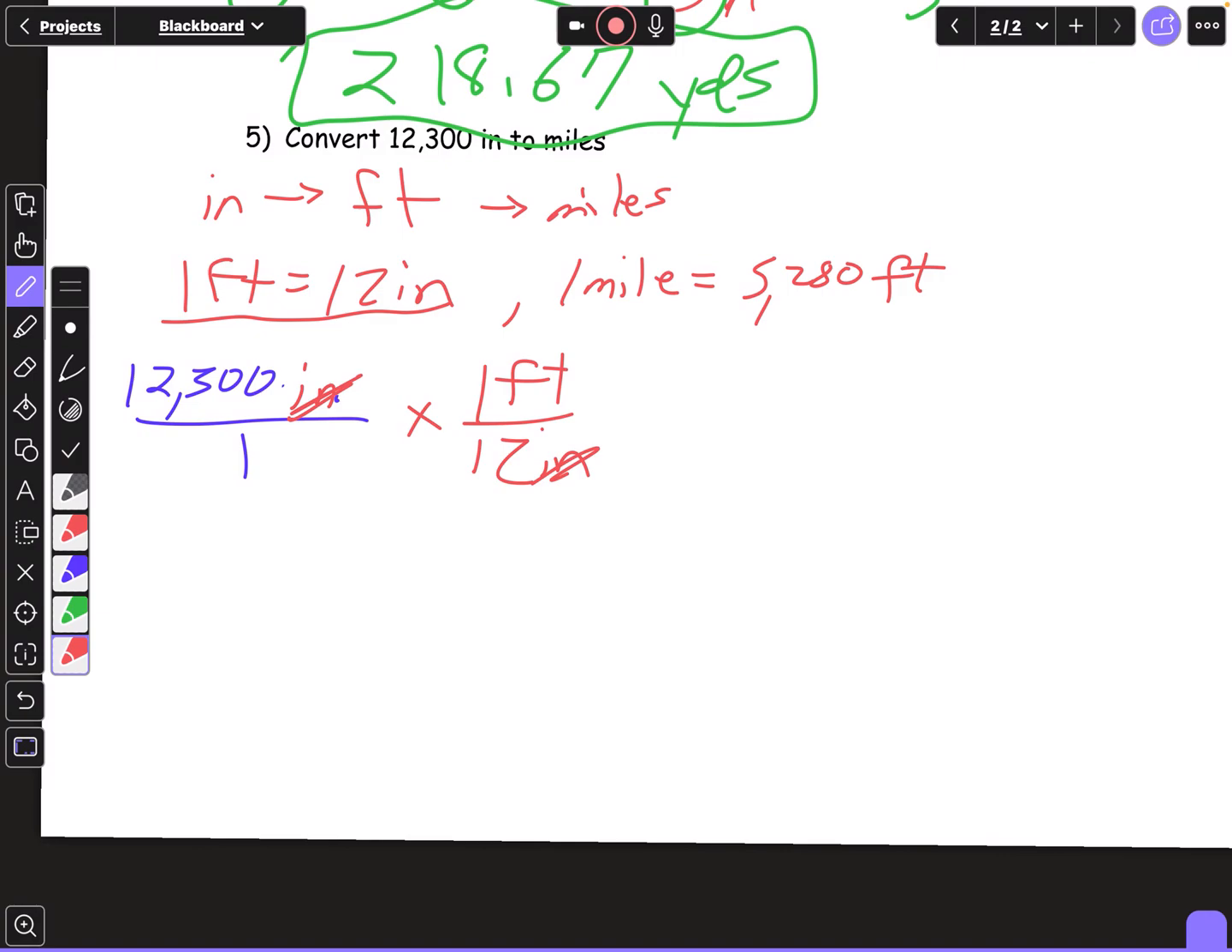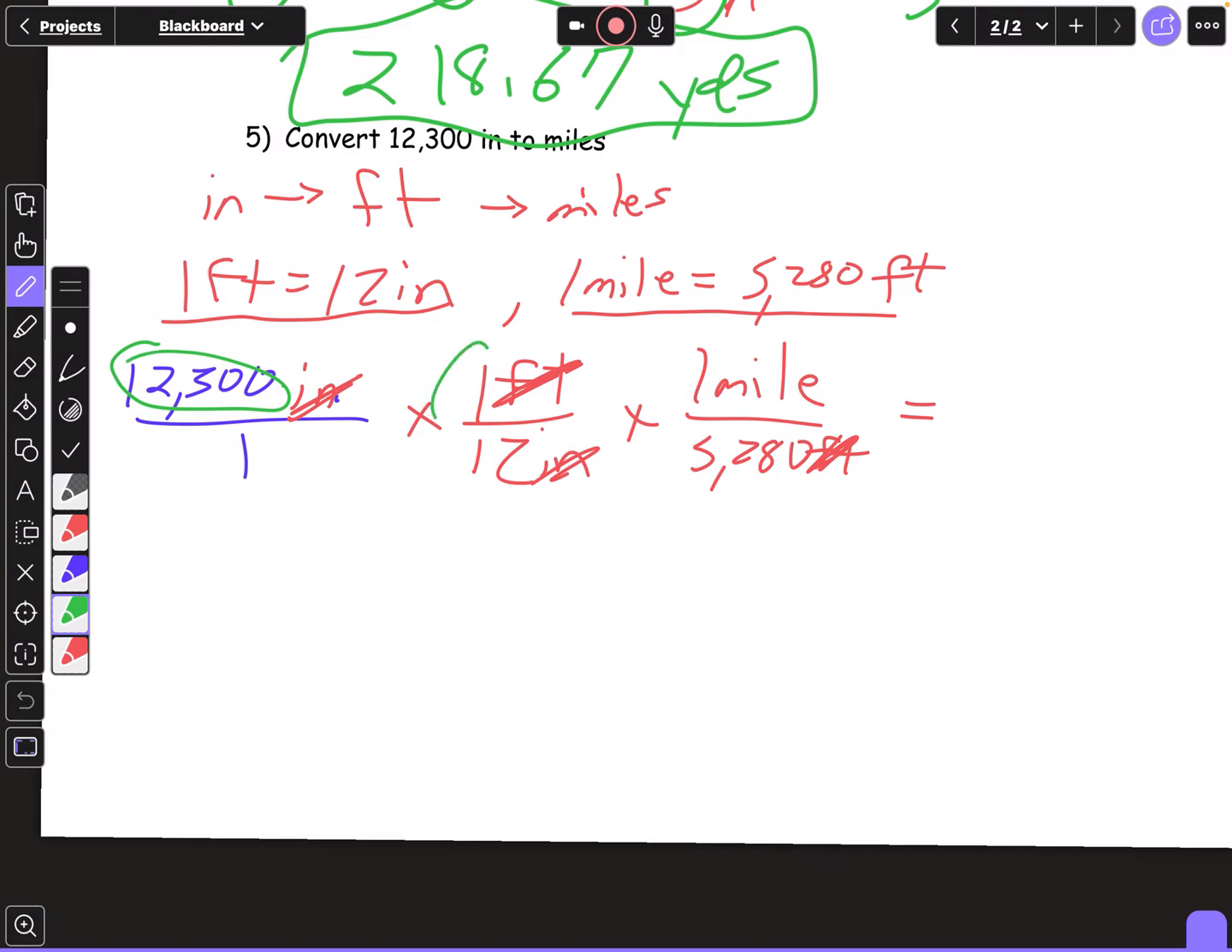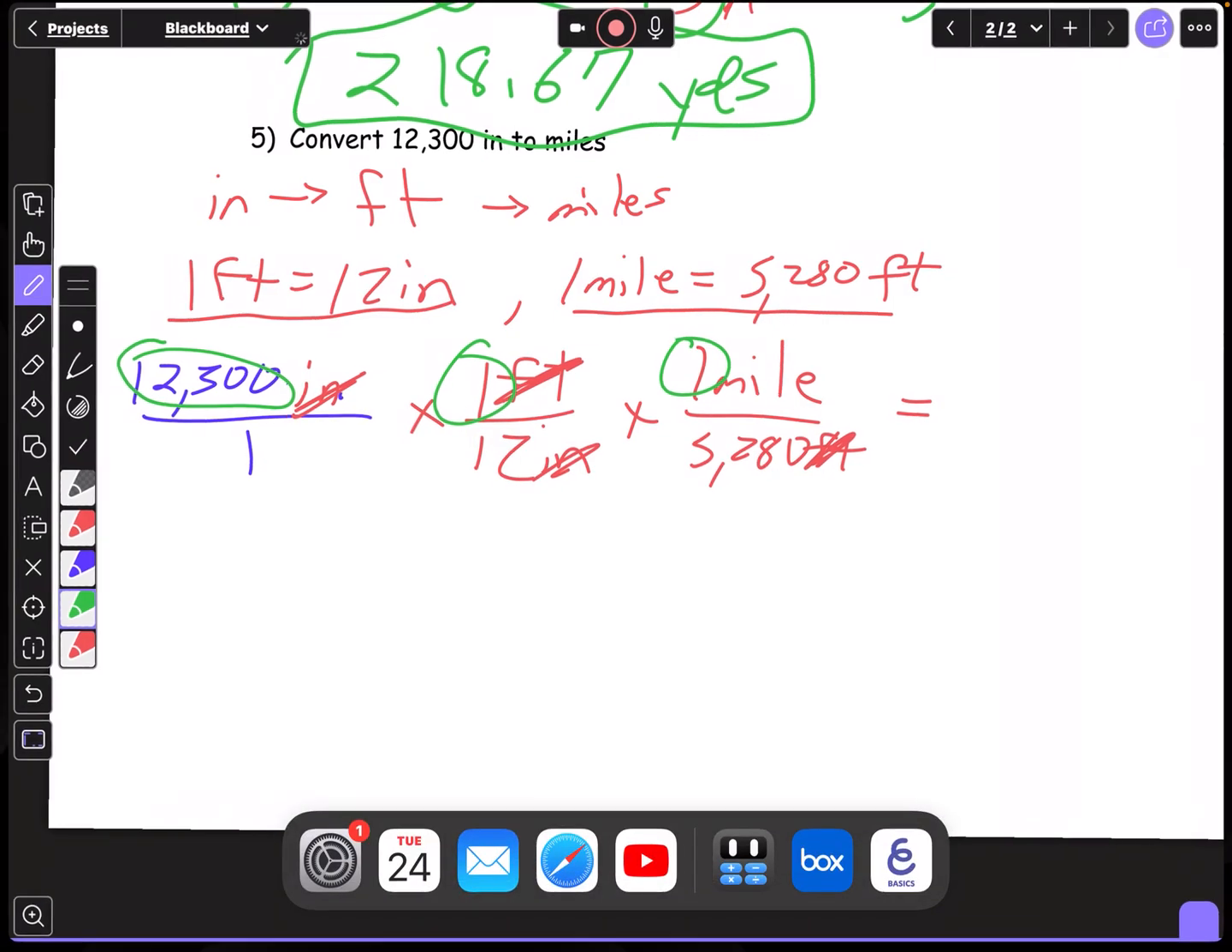And then from feet I'm going to go to miles. I got 1 mile is equal to 5,280 feet. I need to put the 5,280 feet on bottom and the 1 mile on top. That way my feet will cancel and I'll be left in units of miles, which is what I'm looking for. And then I'm going to multiply everything on top, that number times 1 times 1, and then everything on bottom, and then divide at the end.